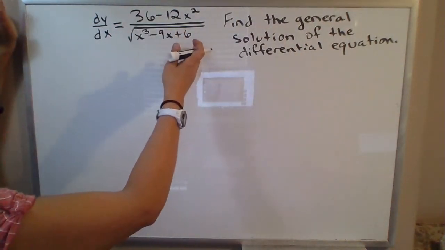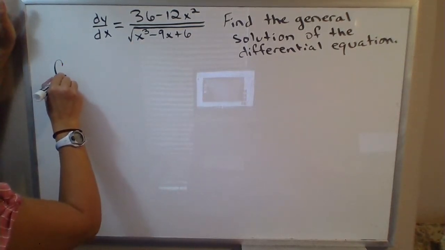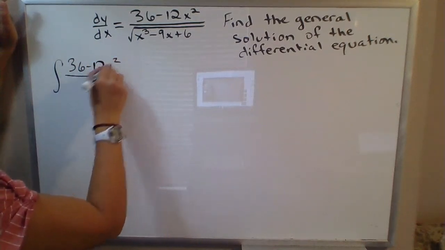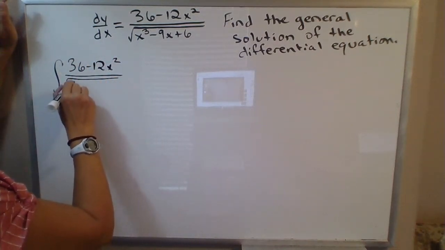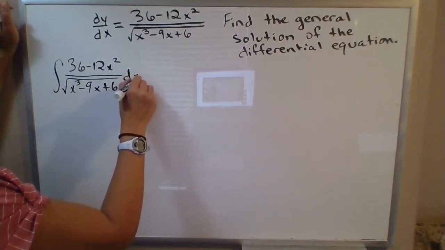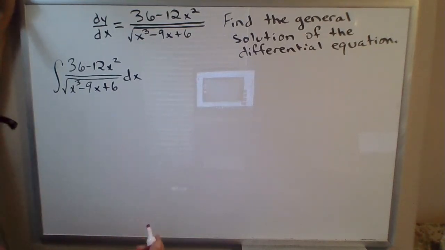In other words, this is just a whole different way to frame the question. We want the antiderivative of this expression: (36 minus 12x squared) over the square root of (x cubed minus 9x plus 6). Okay, so this is kind of a yucky looking integration problem when you first look at it. We want to try a substitution.